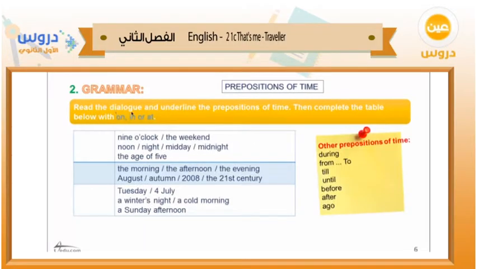Okay, read the dialogue and underline the prepositions of time, then complete the table below with on, in, or at. Of course, note here we can use other prepositions of time. We have during, from, to, till, until, before, after, and ago.